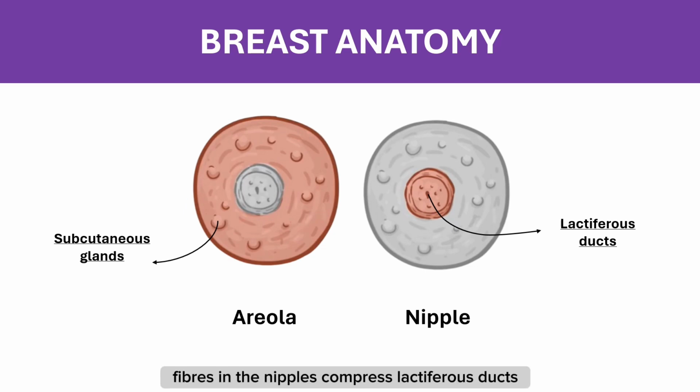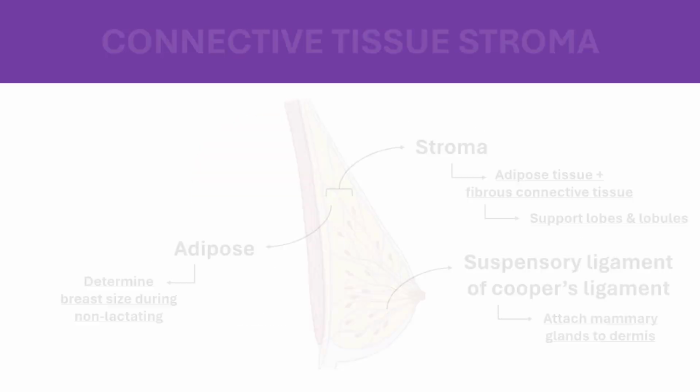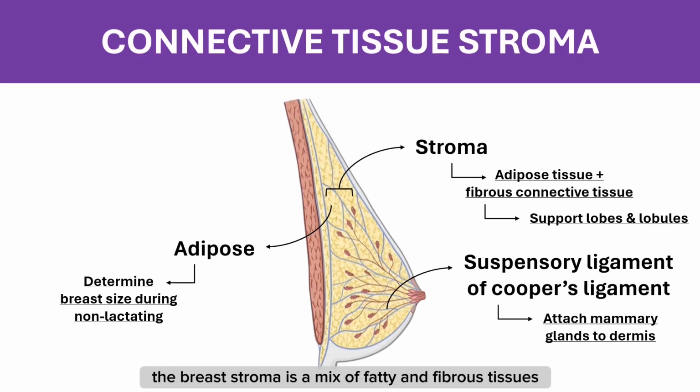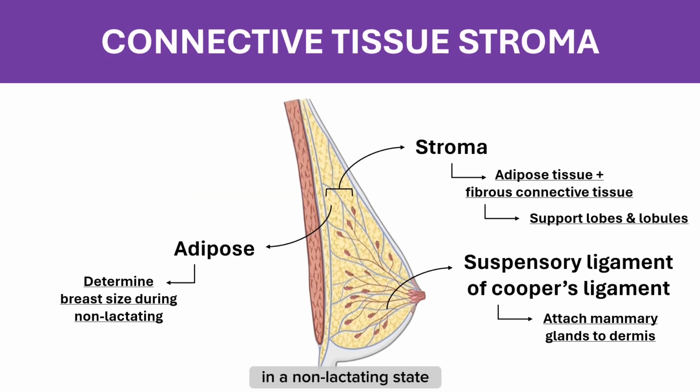Circular muscle fibers in the nipples compress lactiferous ducts, aiding in milk expression during lactation. The breast stroma is a mix of fatty and fibrous tissues. In a non-lactating state, fat fills most of the breast, and fibrous tissue forms the suspensory ligaments of Cooper, connecting mammary glands to the skin. These ligaments provide support to the lobes.